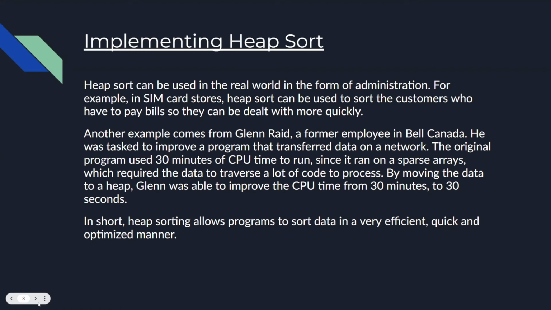So by moving the data to a heap, Glenn was able to improve the CPU time from 30 minutes to a whopping 30 seconds. So in short, heap sorting allows programs to sort data in a very efficient, quick, and optimized manner.